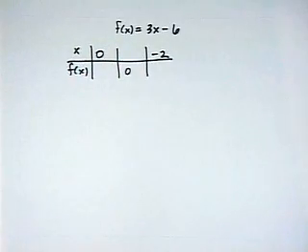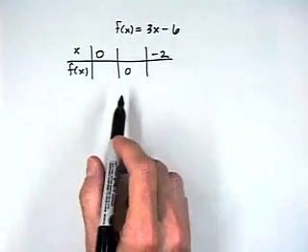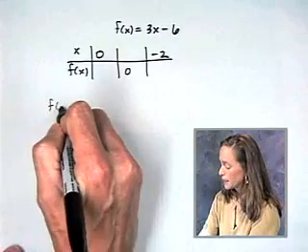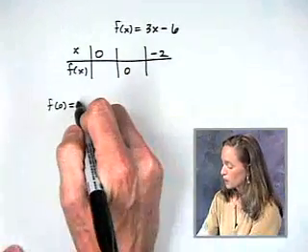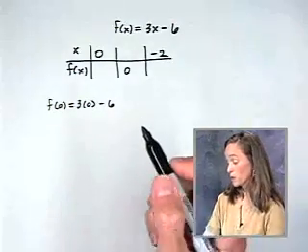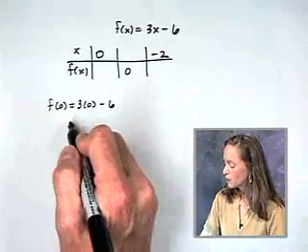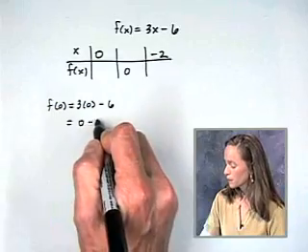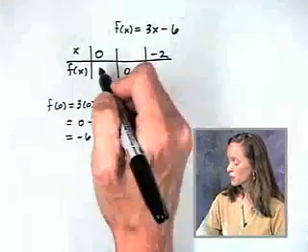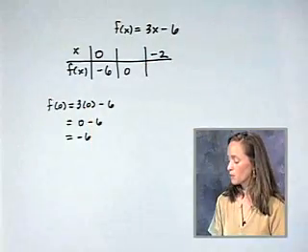Let's see how you did. In order to graph the function by hand, we need to find 3 points that satisfy the equation. These are the 3 I've chosen. Starting with x equal to 0, I need to find f of 0. Replacing x with 0, we need to simplify 0 minus 6, or negative 6. Negative 6 goes in the table.